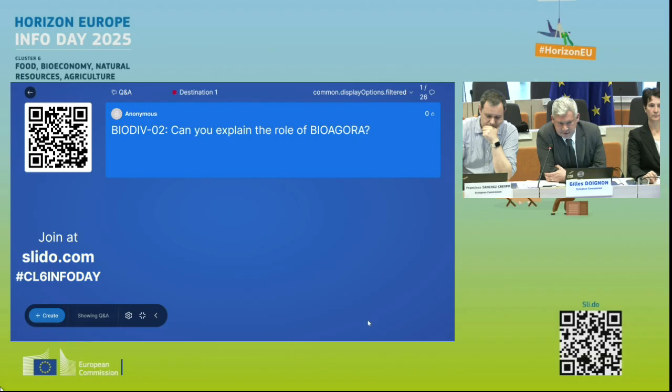To summarize, BioAgora is building some communities of projects per big thematic topic, what they call the knowledge exchange network. So, for example, you have one knowledge exchange network, or KEN, for marine projects, another one for transformative change, etc. So it's really to build the different communities of projects so that they help each other, they know each other.